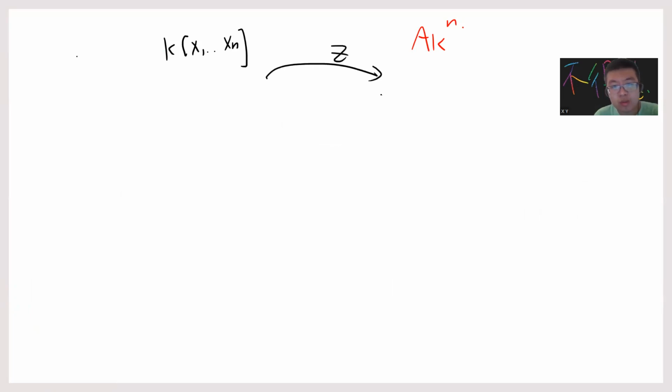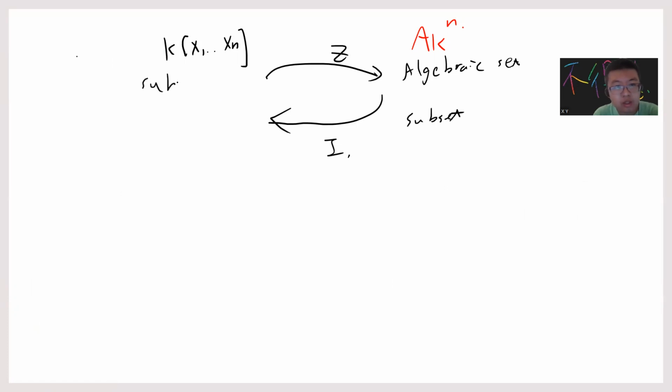Obviously, we have two spaces, and one obvious map is to take the zero locus, and the other is to take I. Taking the zero locus of a set of polynomials gives an algebraic set, subset of A^n_k. Taking I of any subset of A^n_k gives a set of polynomials.